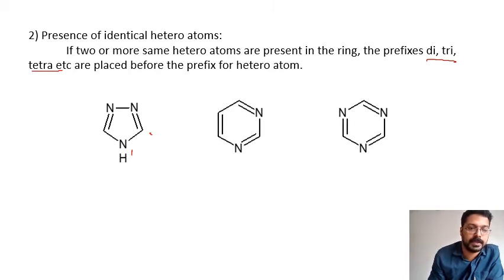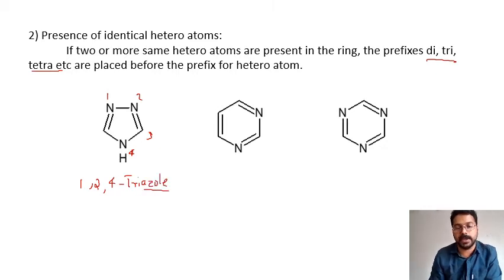Actually, a number is from here because 1. I will tell you the reason while writing the indicated hydrogen: 1, 2, 3, 4 like this. Okay, so this will be 1, 2, 4. Tri, I am adding tri. Then its name is azole, triazole. The name is azole, aza plus ole, but we are adding the prefix tri before the azole. That is triazole.